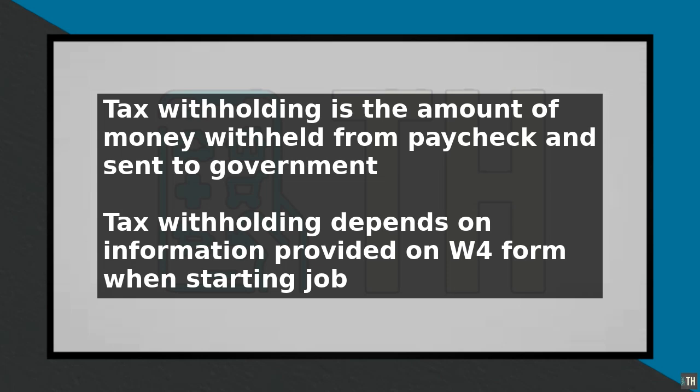Tax withholding is the amount of money your employer withholds from your paycheck and sends to the government as a prepayment of your taxes. The amount of tax withheld depends on the information you provided on your W-4 form when you started your job. To check your tax withholding, you need to review your pay stub and look for the amount of federal income tax withheld.